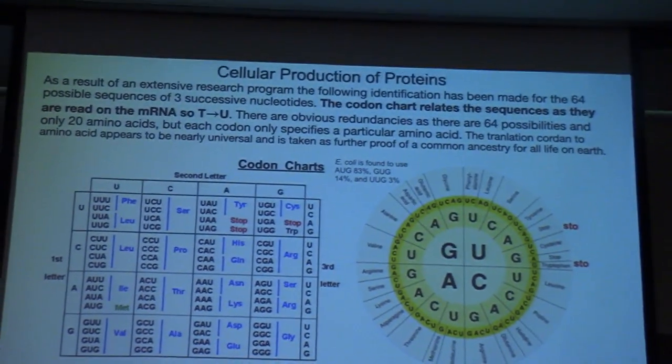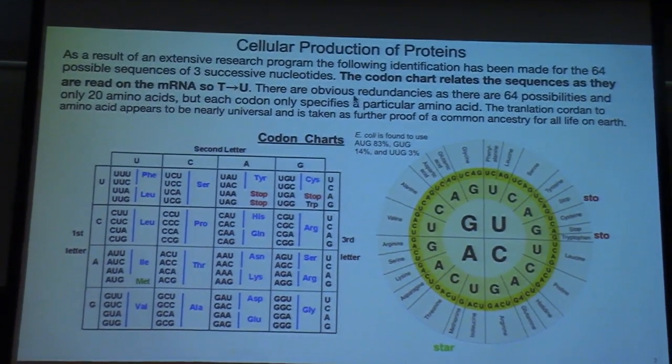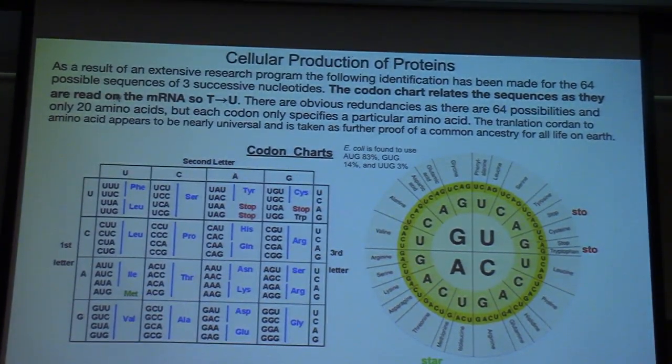So here we are now, onward to setting up the translation between DNA sequences. So now we have to go between connecting three sequences on your DNA that have been read onto RNA, and how do you now convert that into an amino acid? And you do that by virtue of these codons. So, as a result of that 5 years of research, the following identification has been made for the 64 possible sequences of three successive nucleotides. So you seem to find it in the literature in two ways. Here's the first letter, U. This is the second letter, and this is the third letter.